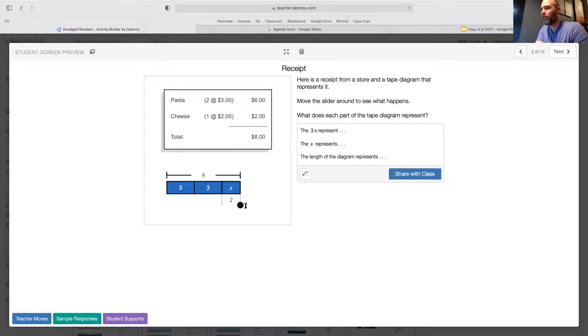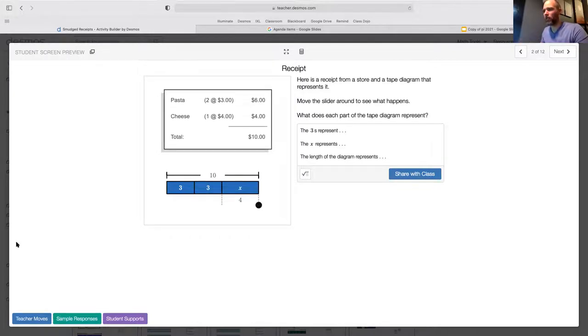So hopefully you moved this slider thing back and forth a little bit, and you saw that as X changes, the value for X, I should say, everything sort of has to change with it, right? Well, almost everything. The price of the pasta is a constant. It doesn't change. So it stayed six. But what does change is the price of the cheese, because that's what X is representing in this equation here. And then the total price has to change, right? And so this kind of goes back to my thing I was saying about equations representing a statement of sameness.